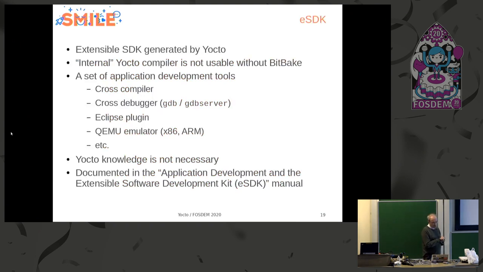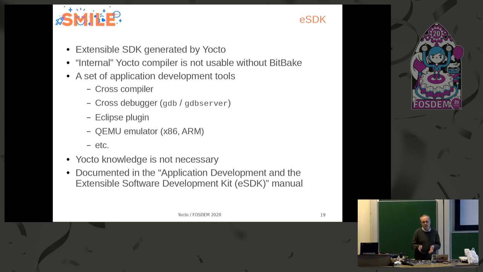With Yocto, a very interesting feature is that you can create an SDK, called the extensible SDK. You can install it very easily on another Linux PC with quite the same distribution. It creates a shell script which includes the SDK, and you just have to run the shell script to install the cross-compiler. The SDK is mostly the cross-compiler and a cross-debugger. You have an Eclipse plugin and your QEMU emulator if necessary. And you don't need to know Yocto to use it.